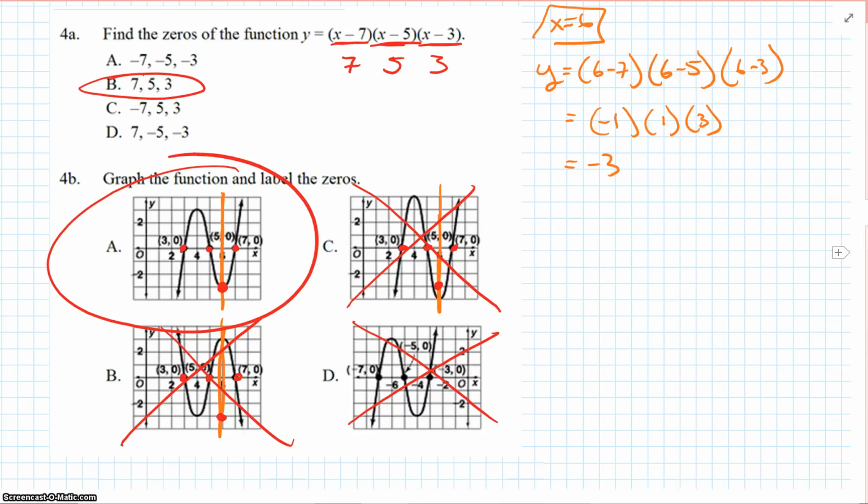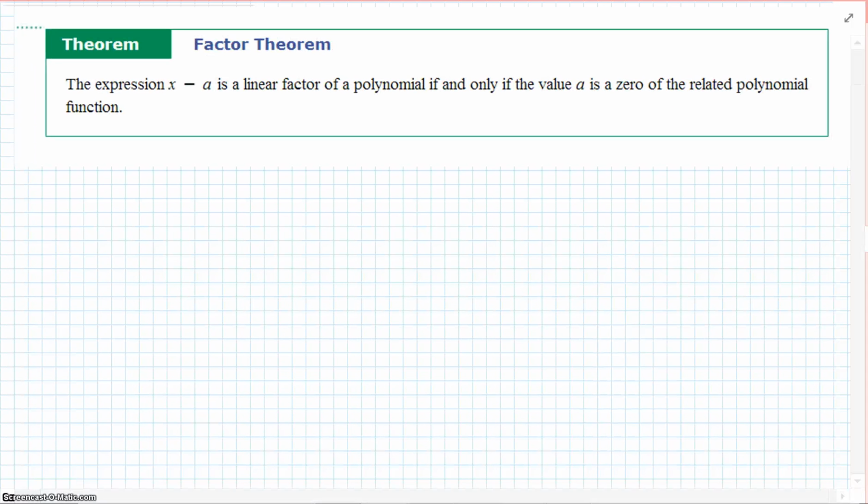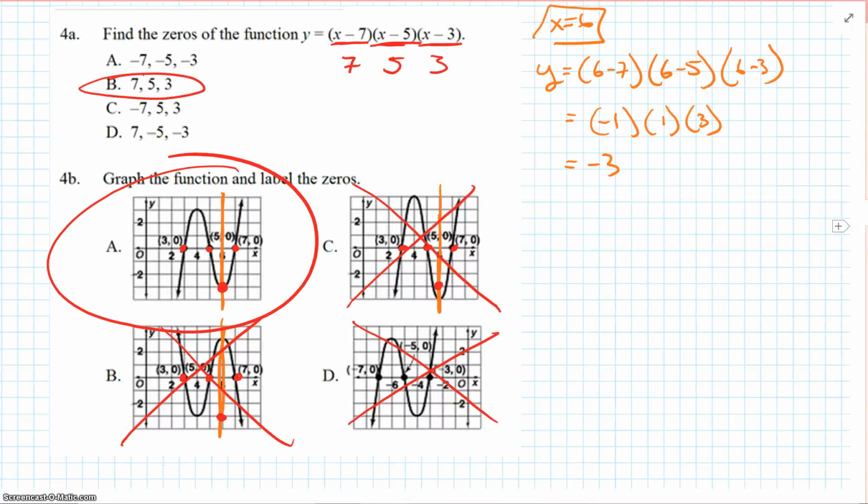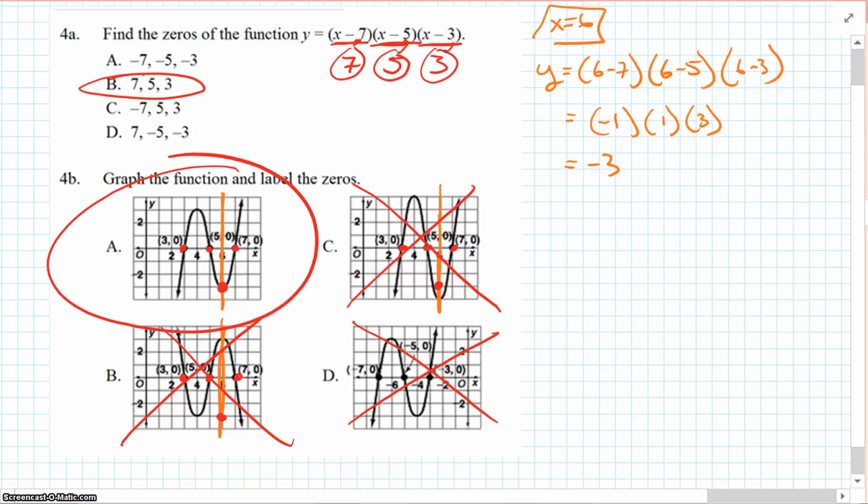Now, here's the factor theorem. The expression x minus a is a linear factor of the polynomial if and only if the value of a is a zero of the polynomial. So let's go back real quick. 7 is a 0, so x minus 7. 5 is a 0, so x minus 5. And 3 is a 0, so x minus 3.